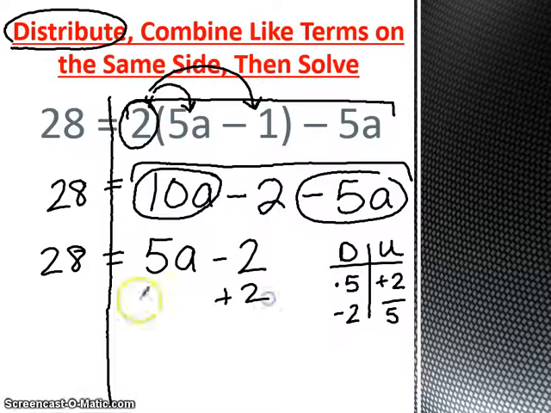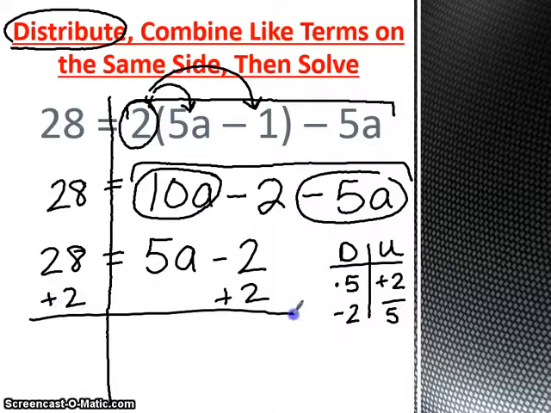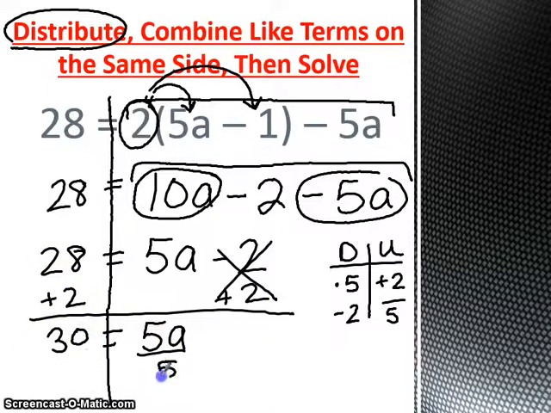So we'll add 2 to each side. -2 plus 2 makes 0. So we get 5a equals 28 plus 2, which is 30. Divide each side by 5. It creates a coefficient of 1. 1 times a is just a. And 30 divided by 5 is 6. So we get 6 equals a.